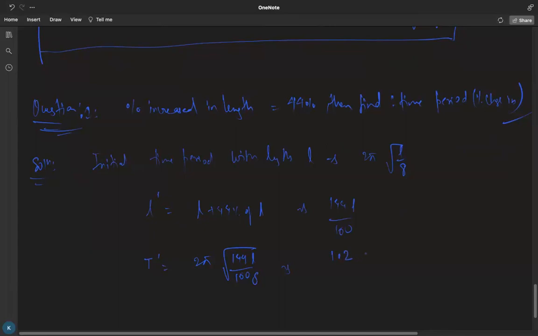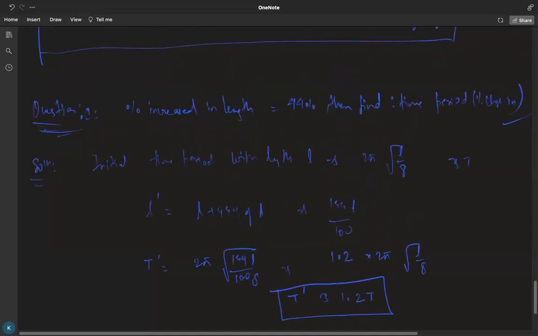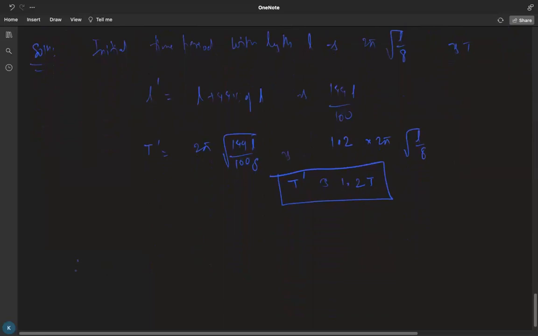1.2 into 2 pi root under L by G. So you can write it here: if I'm calling it T, then T dash is equal to 1.2 T. Now we have to find the percentage change in the time period. First you have to find the change in time period, delta T, which is T dash minus T, that is 1.2 T minus T, which is 0.2 T.